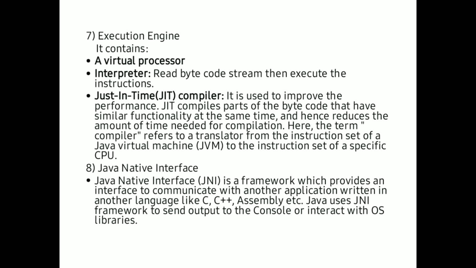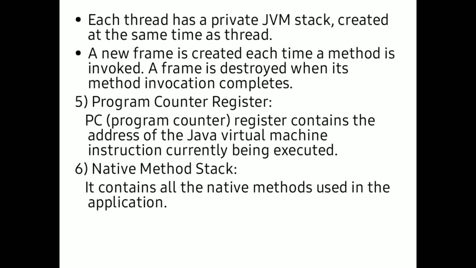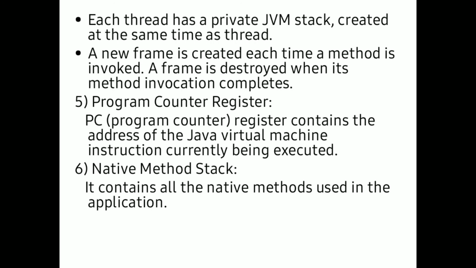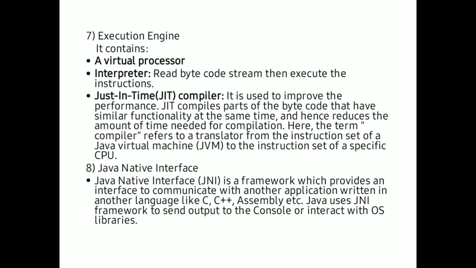So as a whole, the architecture of the JVM contains eight different units. The first one is the class loader, the second is the method area, the third is the heap, the fourth is the stack, the fifth is the program counter register, the sixth is the native method stacks, the seventh is the execution engine, and lastly the eighth is the Java Native Interface. Thank you.